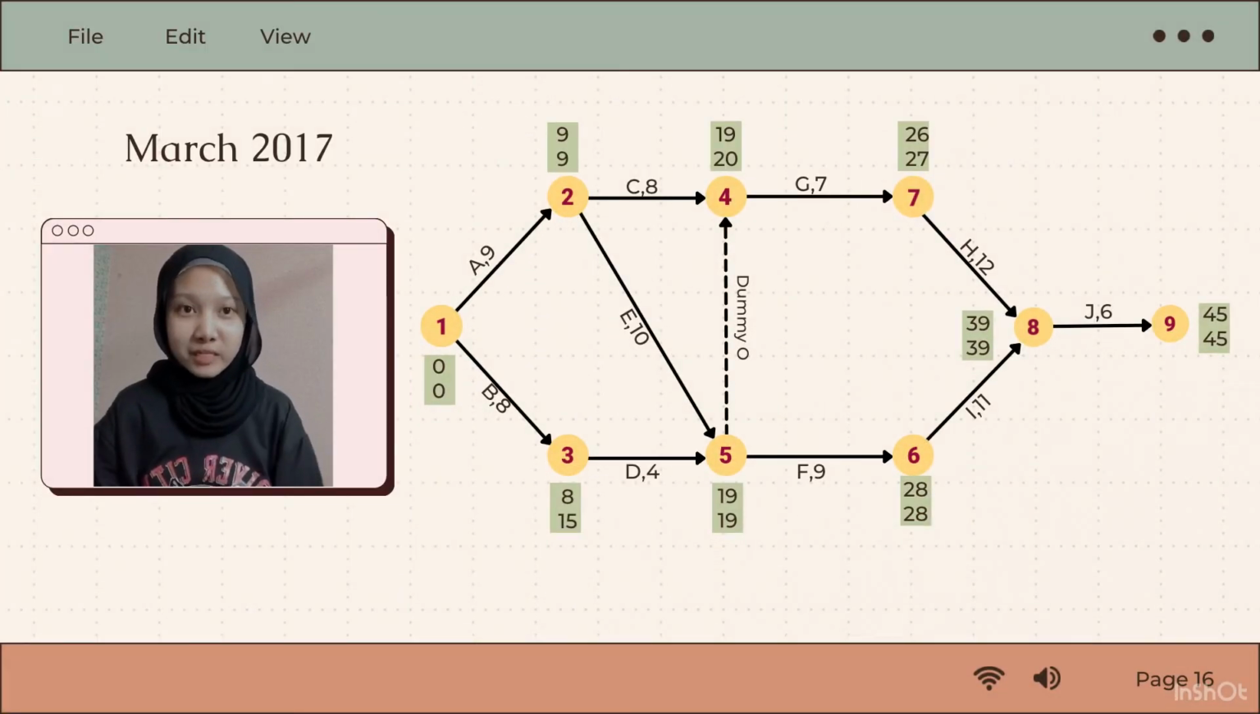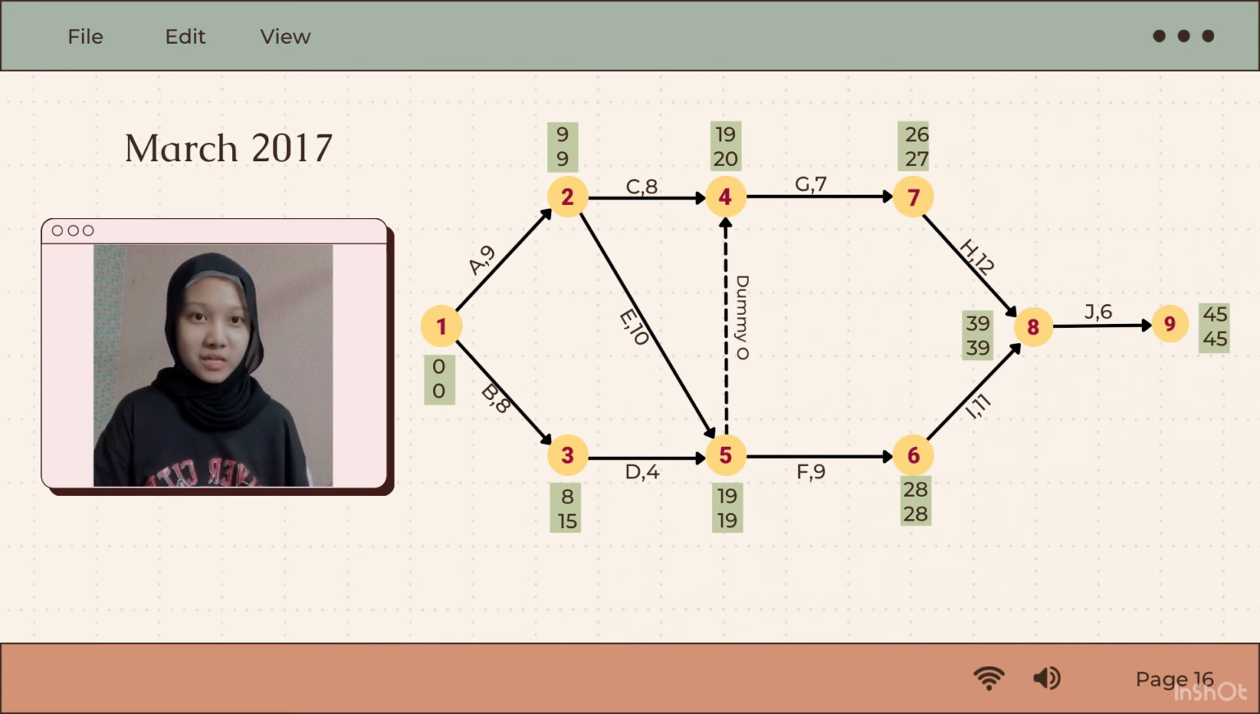So, the next question is we need to calculate the earliest event time and the latest event time. So, what we need to know is EET, we need to plus and take the highest number, while LET we need to minus and take the lowest number. The node above is EET, so we must start with a 0. So 0 plus 9 equal to 9 for number 2 and 0 plus 8 equal to 8 for number 3.